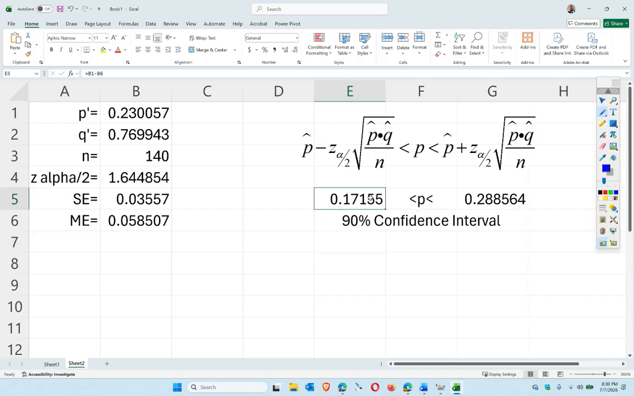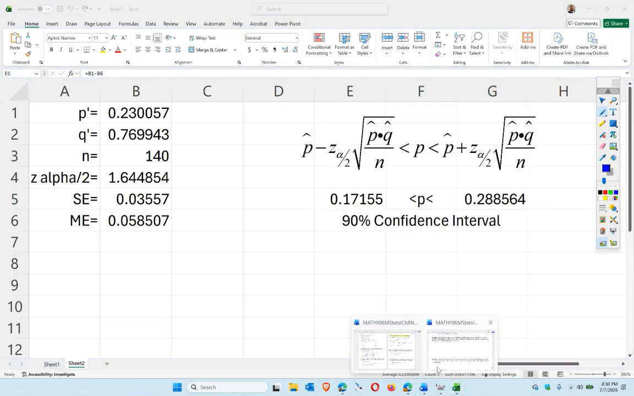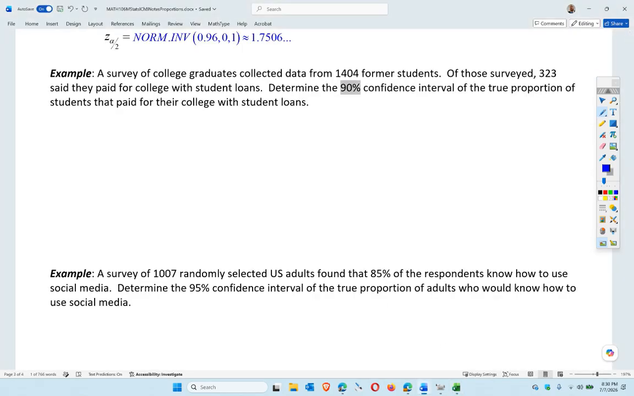So we're 90% confident the true proportion of students that paid for college with loans is in this interval, basically. So our sample was 23%, but the 23% is the sample, not the population. It may or may not match. It's in the interval, which means it could happen, but typically it's going to be in that interval. That's essentially what we think.